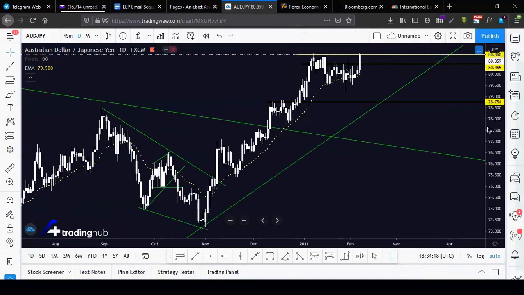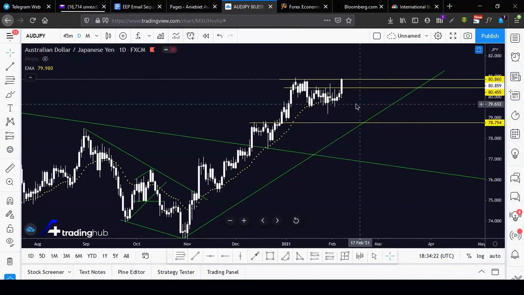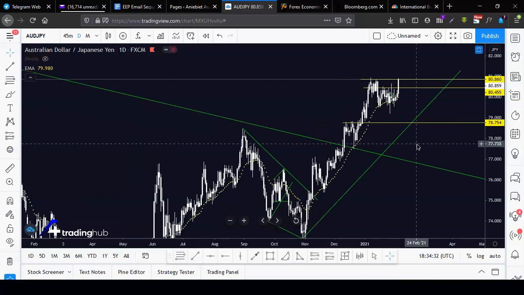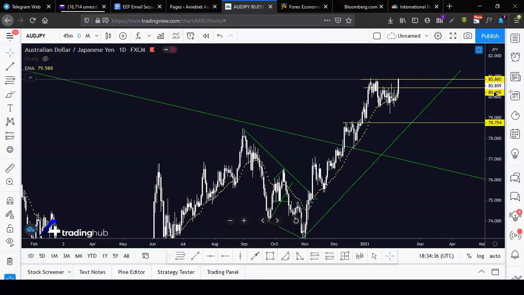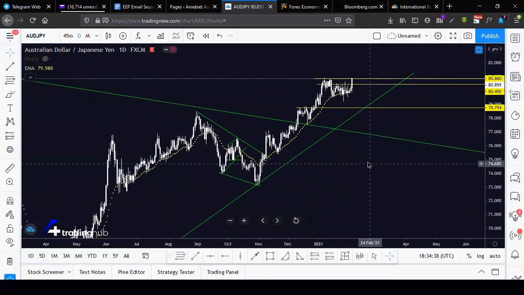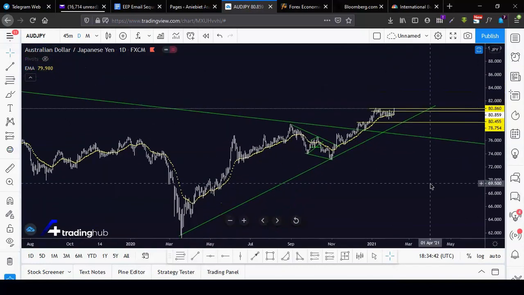So AUD JPY, I was still considering a sell on this pair. So price is actually at the top again, 80.860 zone. So price is actually at the top again. So we look for buying opportunities. Sorry, we look for selling opportunities. Sorry, not buying opportunities. We look for selling opportunities.